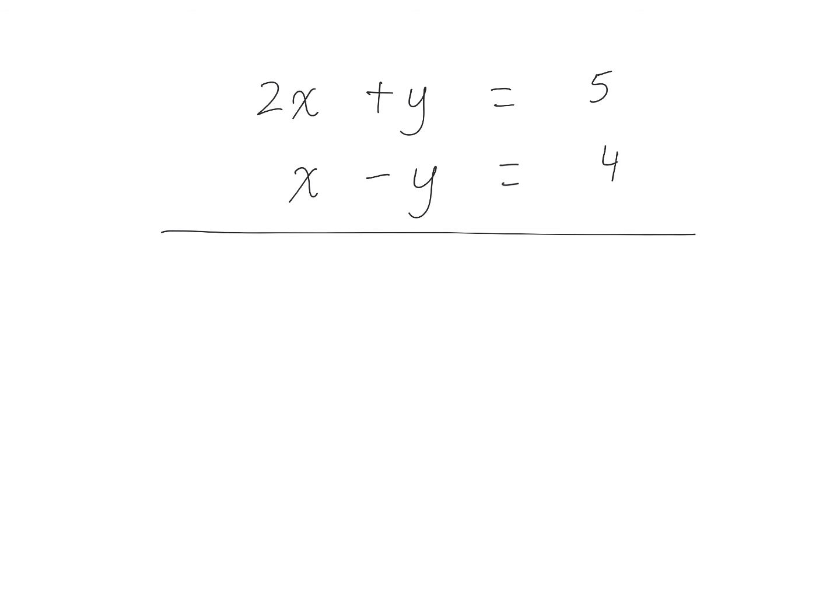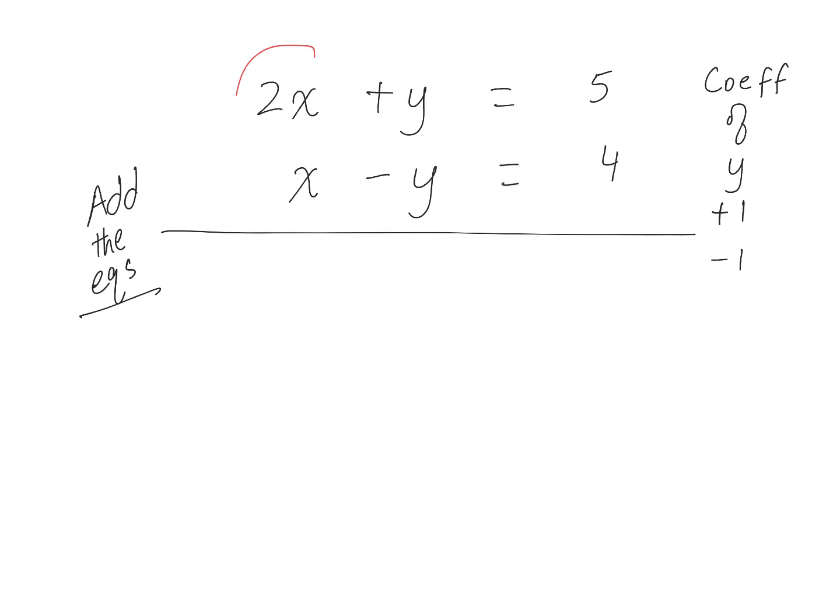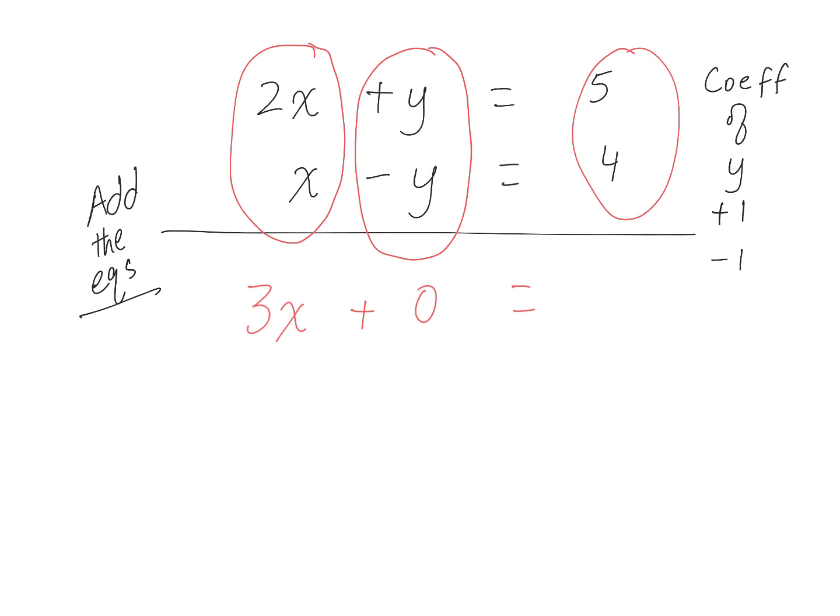So example, if I have 2x plus y is equal to 5, and I have x minus y is equal to 4. Now if we look at the coefficients of y, it's positive 1 in the first equation and negative 1 in the second equation. So if I were to add these two equations, the 2x plus x would become 3x. The plus y and minus y would become 0. And the 5 plus 4 would become 9. So now by adding the two equations, I've eliminated y. And that is what we'll try to achieve.